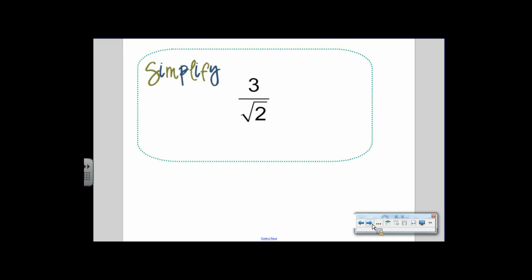Remember that for an answer to be simplified, you are not allowed to have radicals in the denominator. So on this one, we're going to do what's called rationalizing the denominator. 3 times square root 2 is 3 root 2. Square root 2 times square root 2 is plain old 2. Just like that, 3 root 2 over 2. Last one for today.